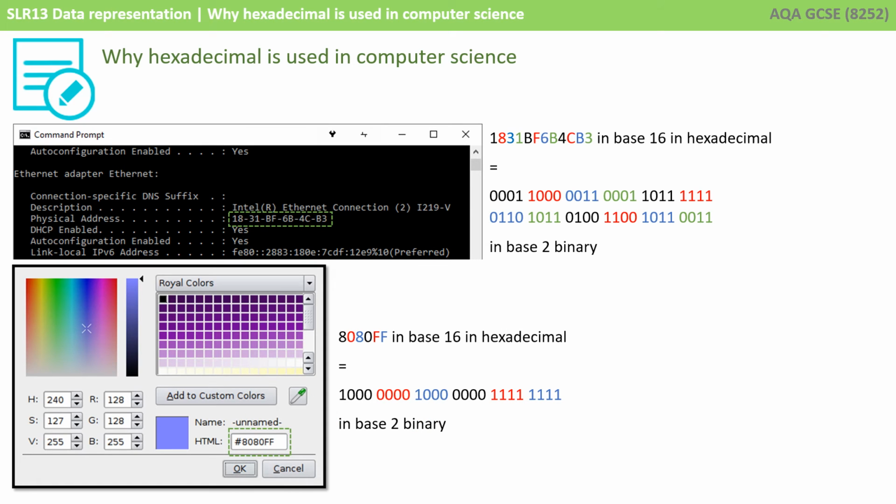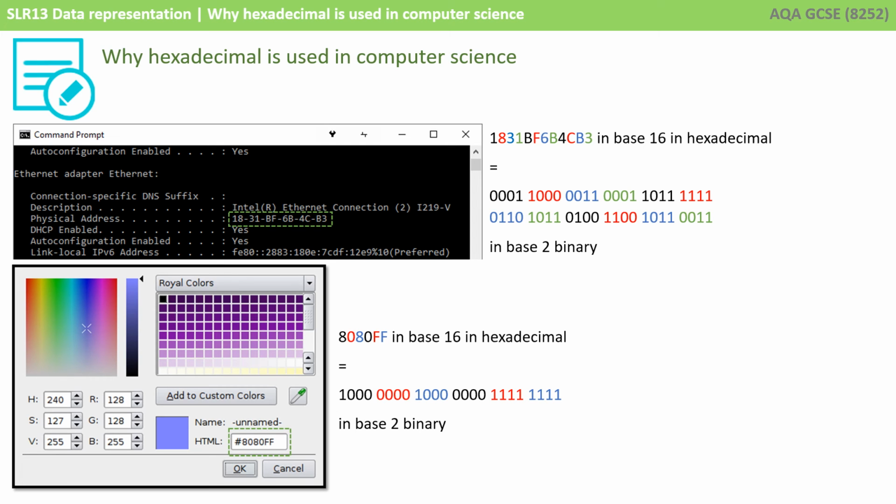This of course means we can represent long sequences of binary numbers in a much more compact and human-friendly way. Here's a typical example from the screenshots we've been using earlier. If we look at the physical address, or what's known as the MAC address, we can see it's a sequence of 6 hexadecimal pairs. If we were to write that out in binary, it'd be quite a long, convoluted number.